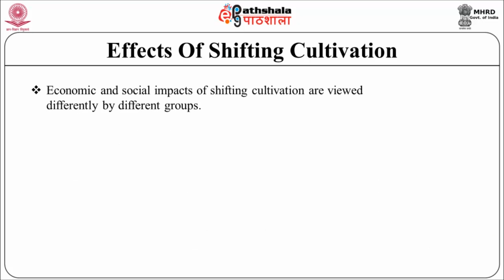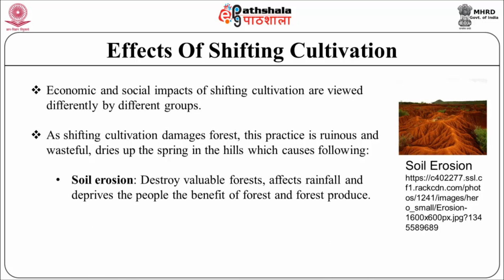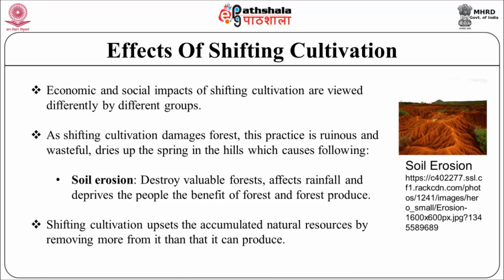Now, let us see the impact or effects of shifting cultivation. Economic and social impacts of shifting cultivation are viewed differently by different groups. As shifting cultivation damages forest, this practice is ruinous and wasteful, dries up the springs in the hills, causes soil erosion, destroys valuable forest, affects rainfall and deprives the people of the benefits of the forest and forest produce. Shifting cultivation upsets the accumulated national resources by removing more from it than it can produce.